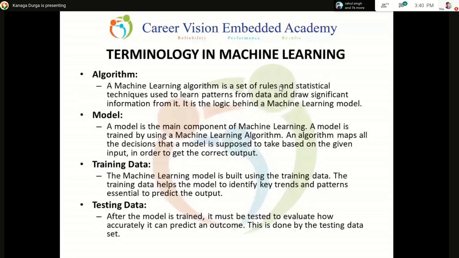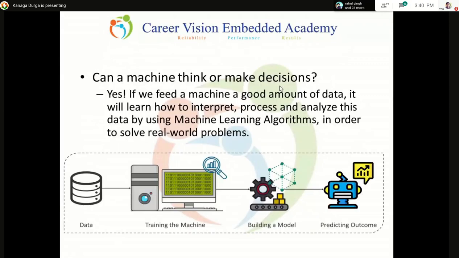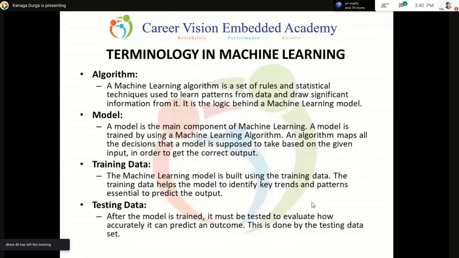Next, model. We saw in the previous slide that the machine trains on a certain algorithm and it builds a model. So this is what we call a model. A model is nothing but a component of machine learning, and this algorithm will map with the data and develop this model so that we can use this model to predict the future outcomes.